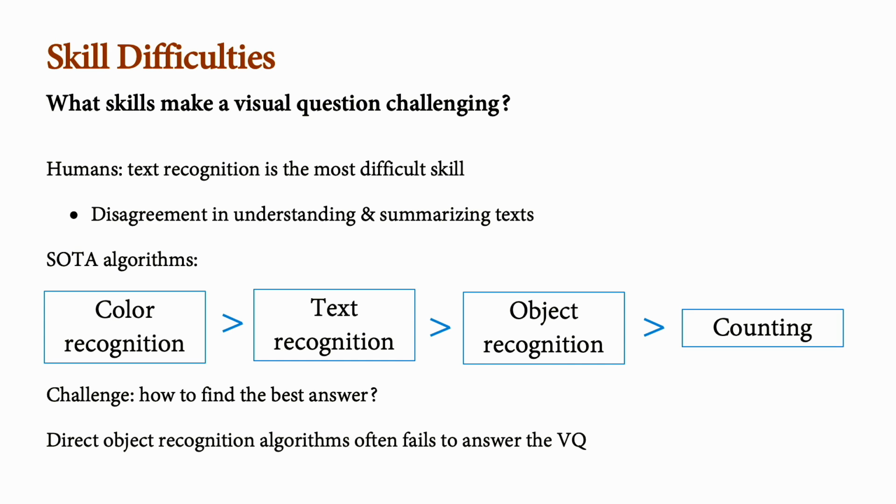And on the machine side, we also had a very interesting finding, which is that direct object recognition algorithms often don't do very well to answer these visual questions, even though that's the most commonly required skill.